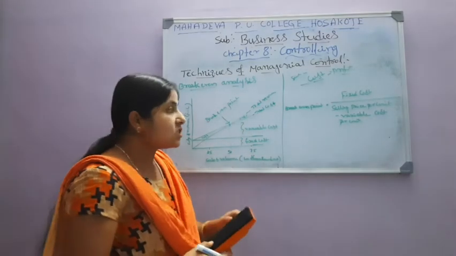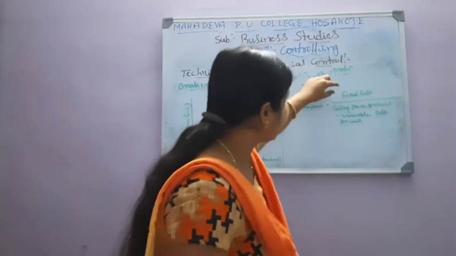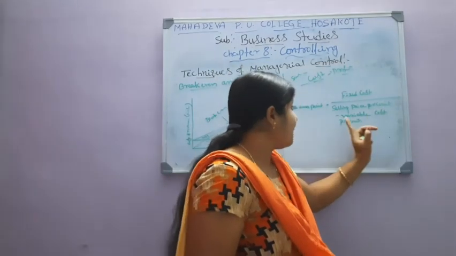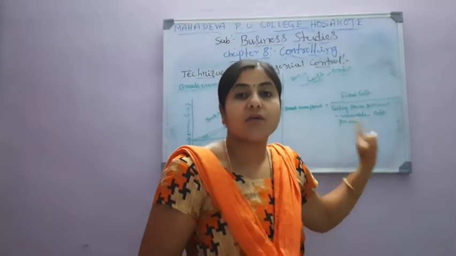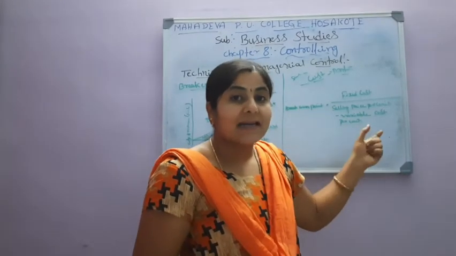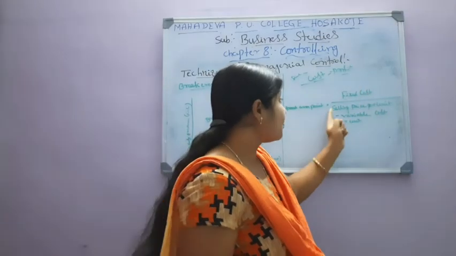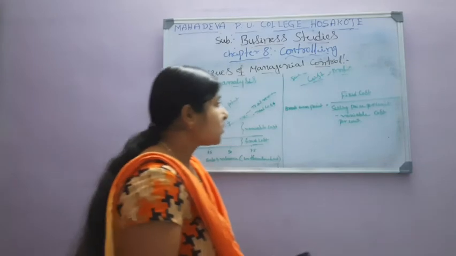Okay, so that's how to find out the break-even point. Break-even point is equal to fixed cost divided by selling price per unit minus variable cost per unit. This is the formula used for calculating the break-even point: fixed cost divided by selling price per unit minus variable cost per unit.